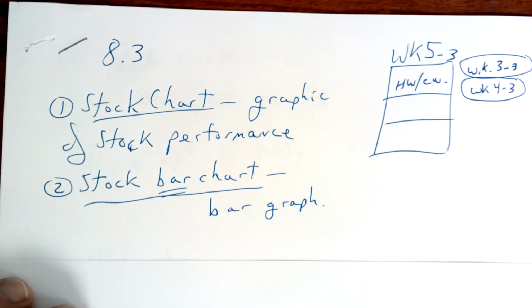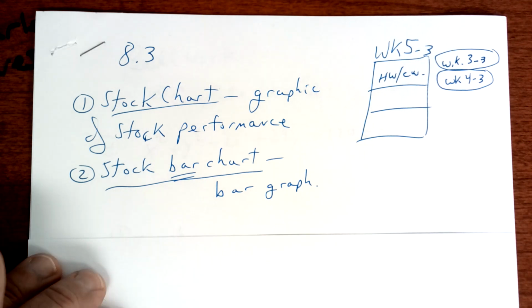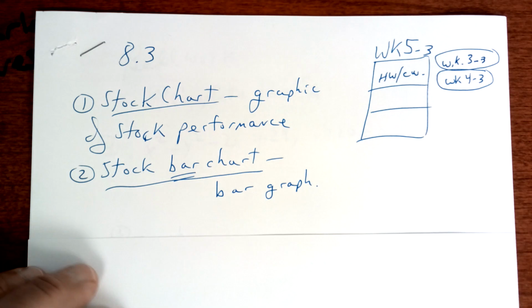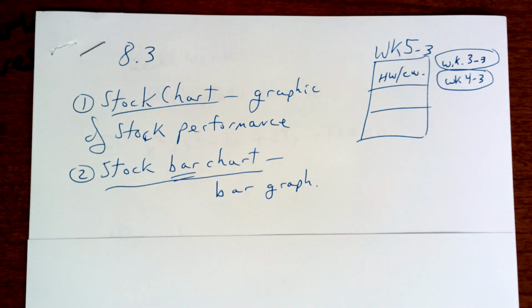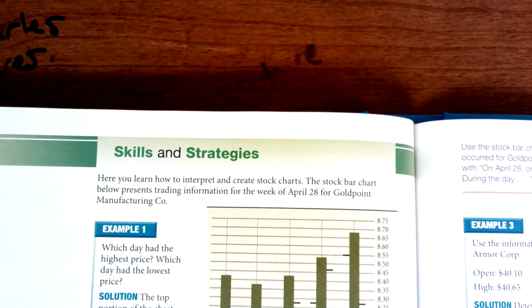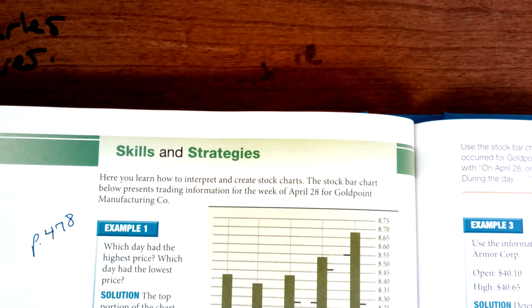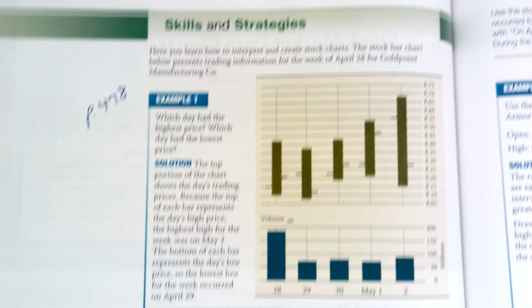Let's take a look at this right here. A stock market chart is a graphic of the performance of a stock. A bar graph is very easy to read, and that is a stock bar graph. So let's take a look at these. Open up your book to page 478. Let's take a look at example 1.